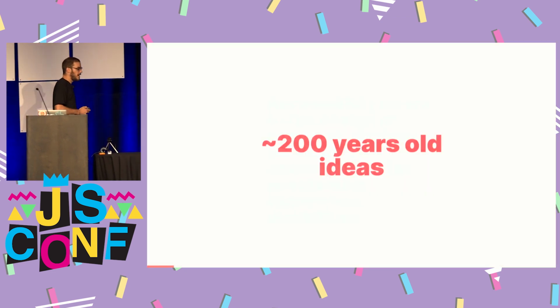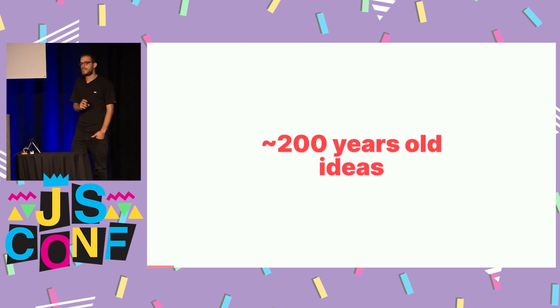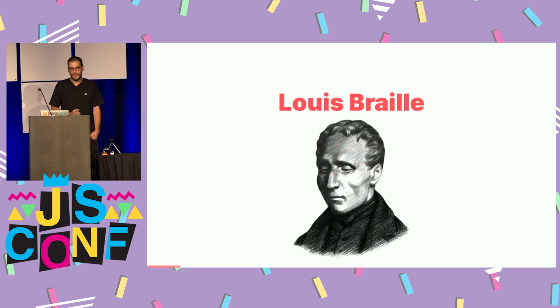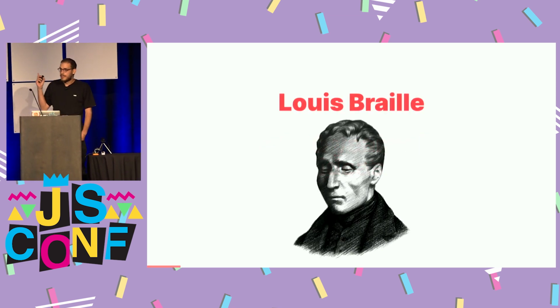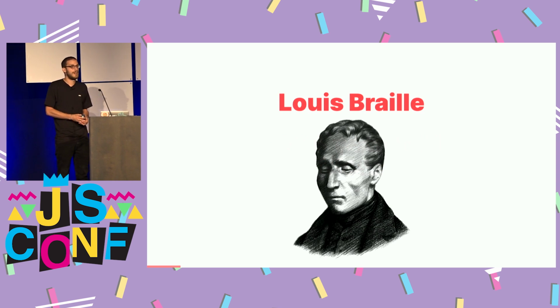You will be fairly surprised, though, if I tell you that the very first accessible communication system was introduced nearly 200 years ago. So this is Louis Braille. Braille was born and raised in a small city outside of Paris in the early 19th century, and as a child, he suffered a terrible accident that left him completely blind from both his eyes.